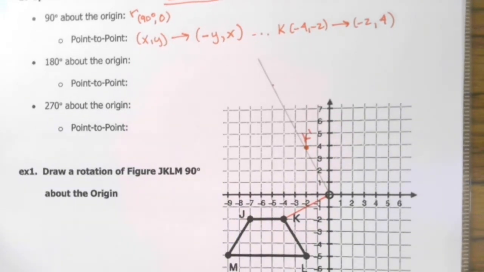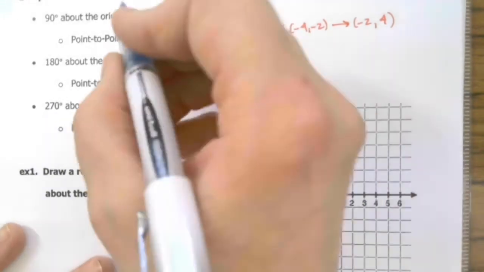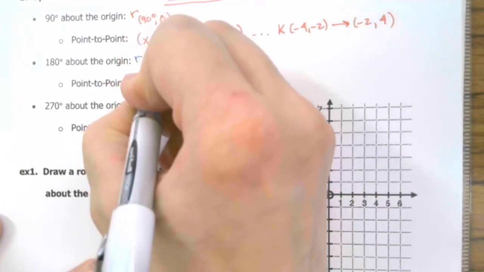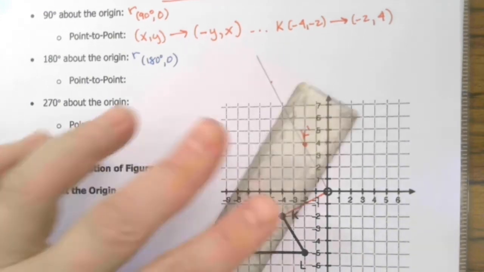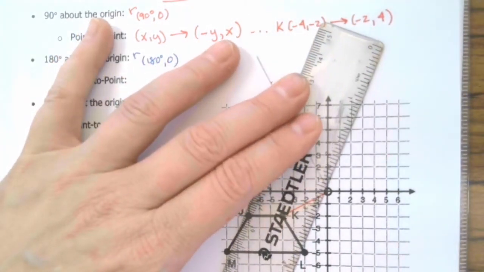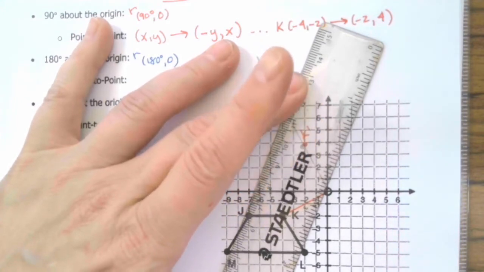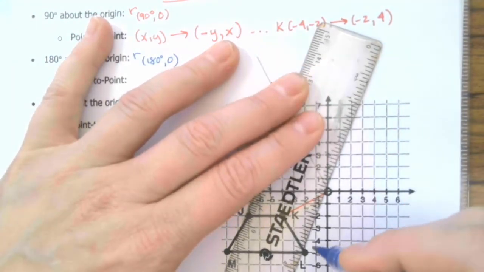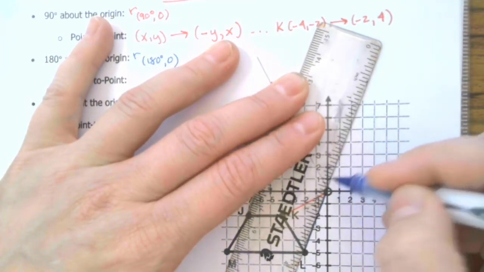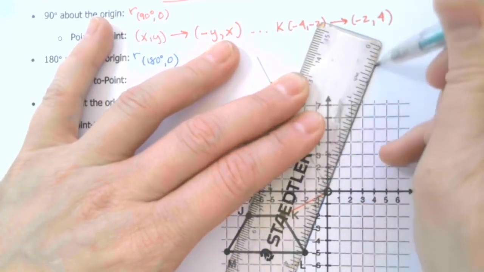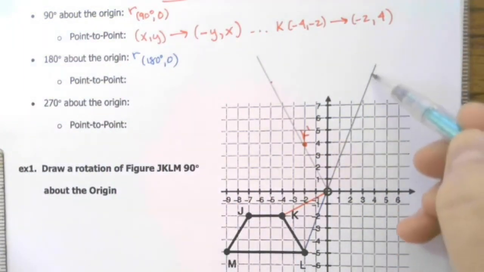I'm going to change colors. Let's do 180 degrees about the origin. So lowercase r of 180 degrees around the origin. And 180 degrees is straight across, which makes it a pretty easy one to do. So let's take line L, and we're going to go straight across. So we have our original line.